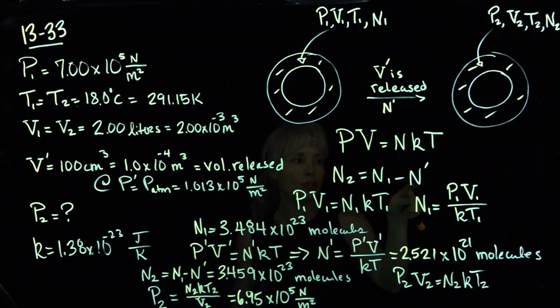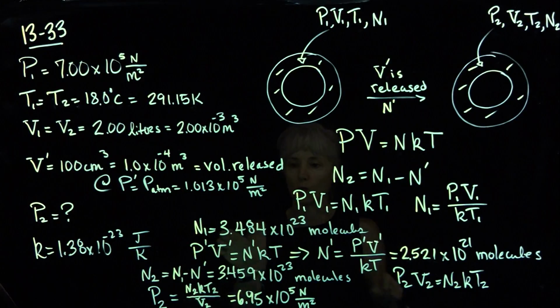So now I can find N2 if I can find the number of molecules released. I now have the original number of molecules N1. So again, using PV = NkT, the ideal gas law, I can apply it to the number of molecules released. So the pressure at which the molecules were released times the volume of molecules released is equal to the number of molecules released times Boltzmann's constant times the temperature they were released at. And that's, of course, the temperature T1 or T2. They're the same.